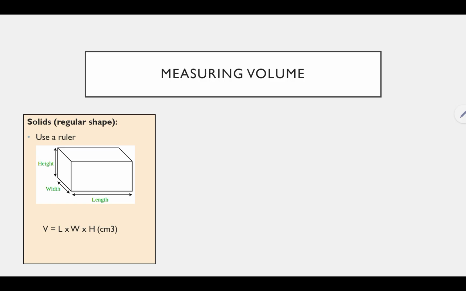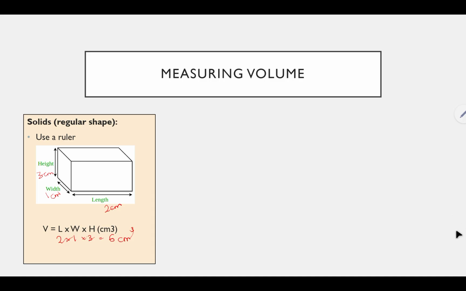The equation to measure the rectangular block's volume is to multiply length times width times height. So if I have the length as 2 centimeters, for example, width is 1 centimeter, and height is 3 centimeters, I'll just do length 2 times 1 times 3, which will give me 6 centimeters cubed.